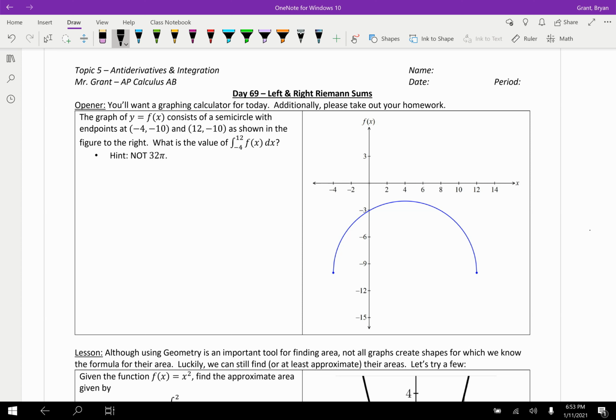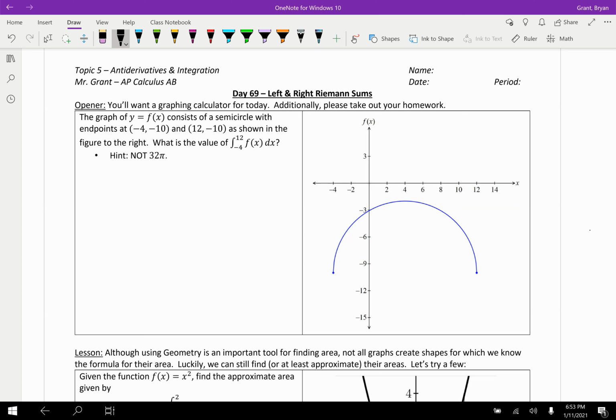We are on to day 69, left and right Riemann sums. It's kind of an imposing title. We don't know what a Riemann sum is at this point, so hopefully we'll learn what that word is, or if it's named after someone, or if it's just a word that's been in the English language this whole time you just never heard. To warm up today, we're going to remember our informal definition of definite integrals.